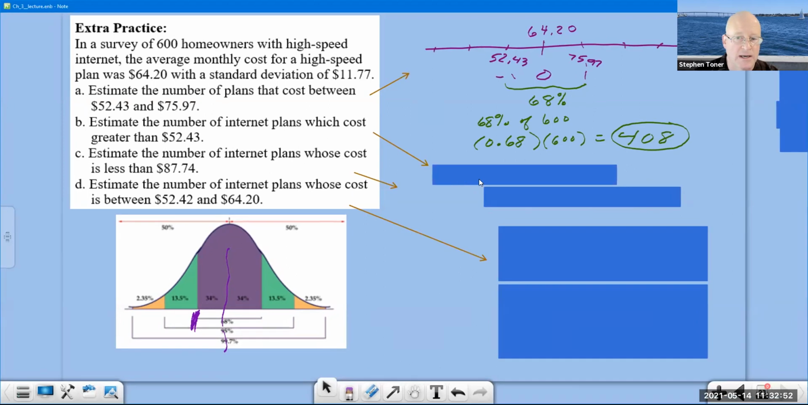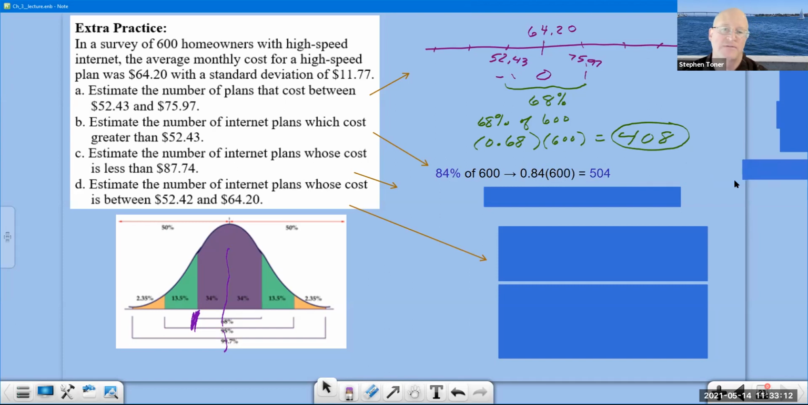So I said 84% of the 600 is what I'm looking for. Again, 84 comes from that 34 plus the 50, 34 being to the left, the other 50 being to the right of center. When you finish that calculation and multiply as above, you find 504 out of the 600 have internet plans that cost greater than $52.43. Now let me erase that little marker and let's move on to the next part.